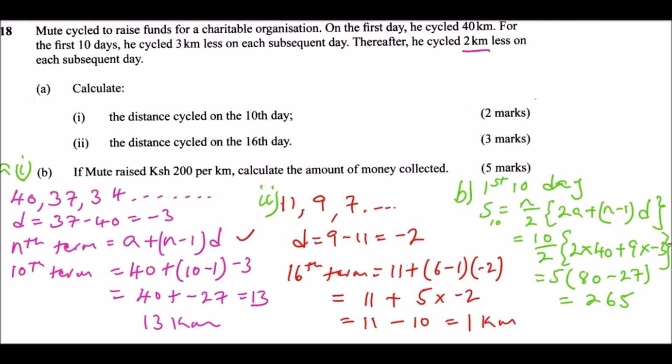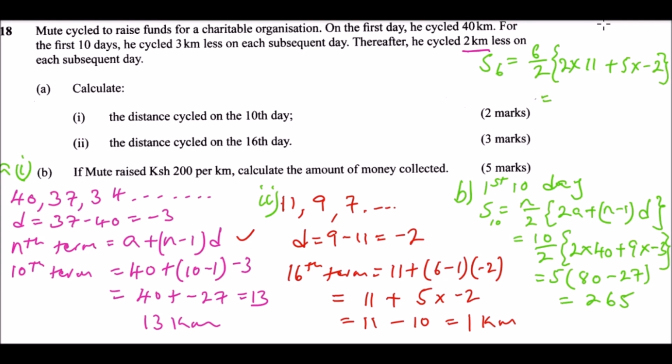The second one: the next 6 days, it is n over 2. We put the bracket. We can just substitute directly because we already have the formula. So it is 6 over 2, then the bracket: 2 times 11 kilometers, since it started with 11. Then plus 6 minus 1, that is n minus 1, which is 5, multiplied by d, which is minus 2. It was reducing by 2.